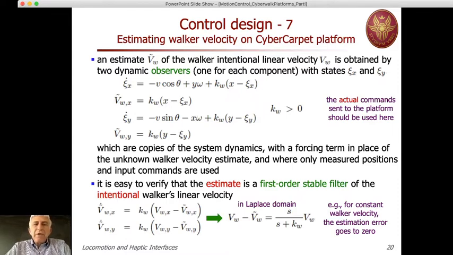And in place of having in the first equation VW of x, the true intentional linear velocity along x of the walker, and similarly VW of y in the equation of y, since we don't have this quantity, we replace it by a compensating factor, which is again kw times x minus the state of this observer, the component xc, and similarly for the y coordinate. And then we claim that exactly this term that we are adding are the tilde values, so the estimate of the intentional velocity of the user in the x and y absolute directions. So the construction of the observer is pretty straightforward: a copy of the original dynamics, and for the terms that you're missing, some replacement.